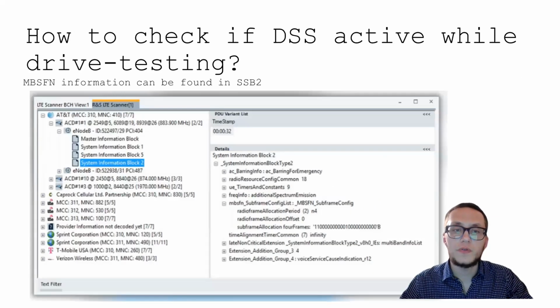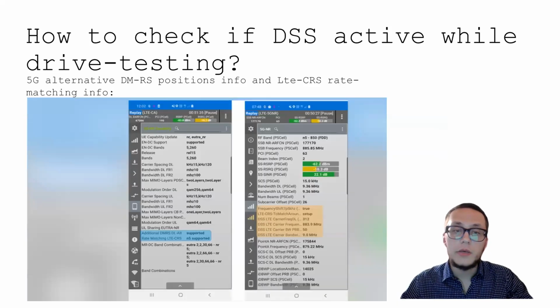Here is an example of system information block 2. You can see how it looks in terms of MBSFN configuration. Here is an example, I believe this is from Rohde & Schwarz equipment, of how such equipment can show us whether it supports DMRS alternative positions, rate matching technologies or some other features related to DSS or not.